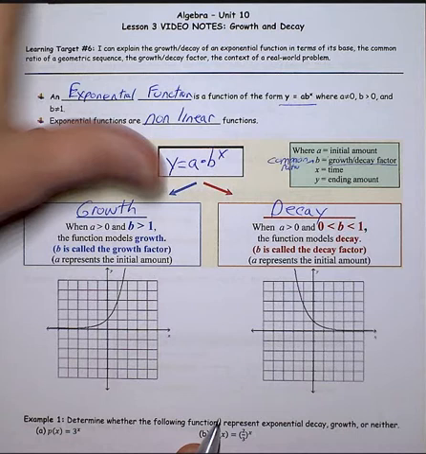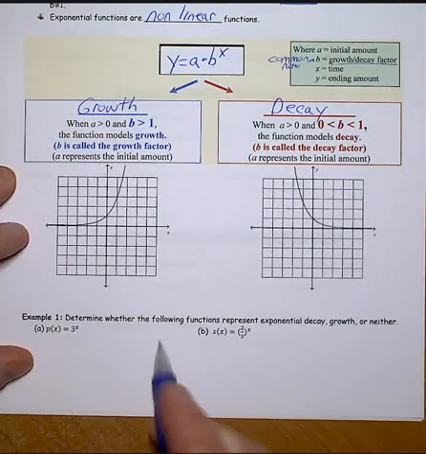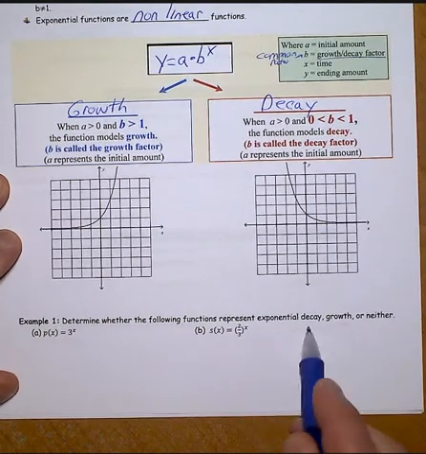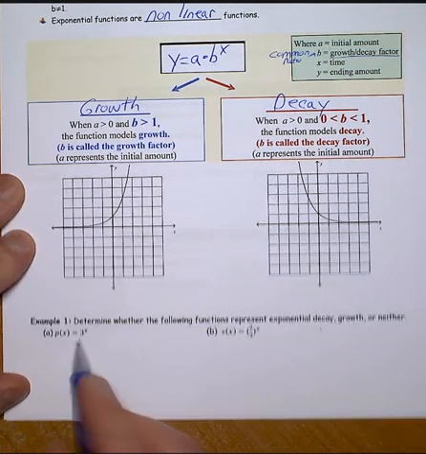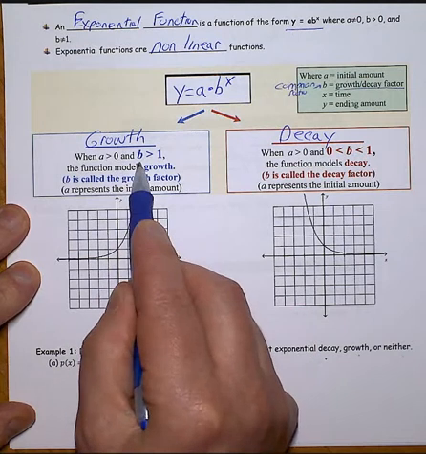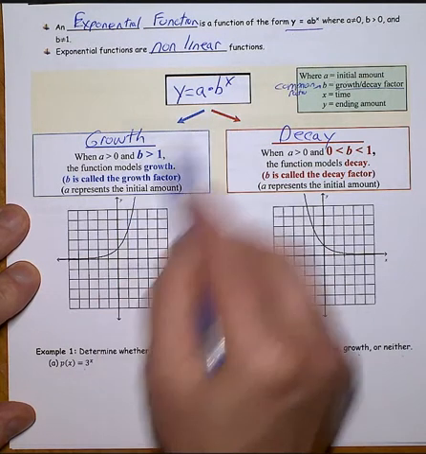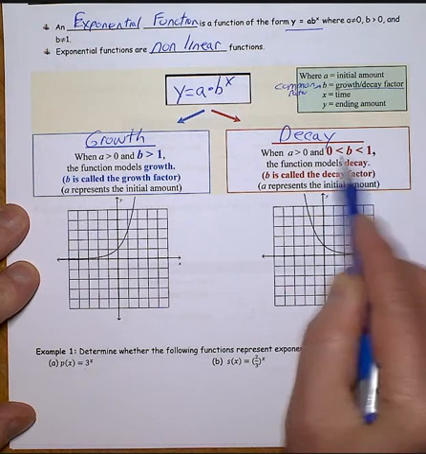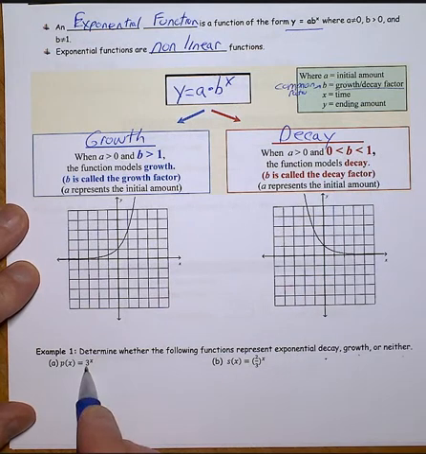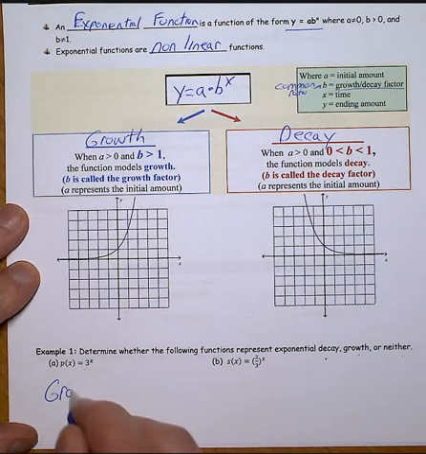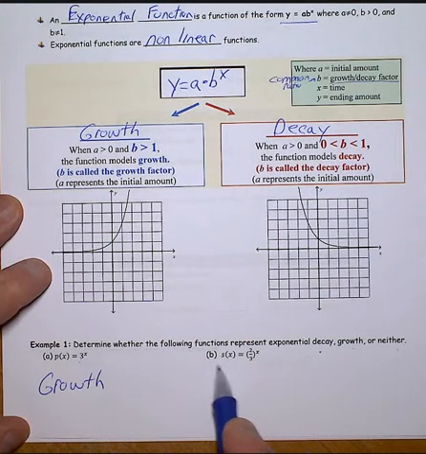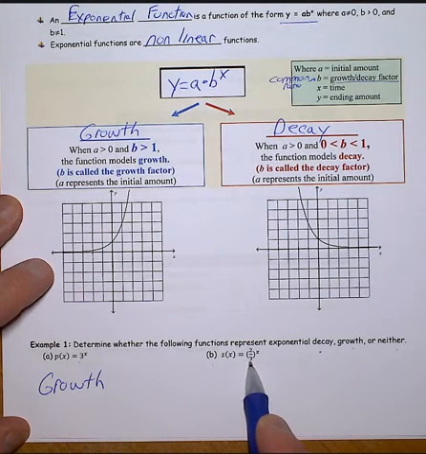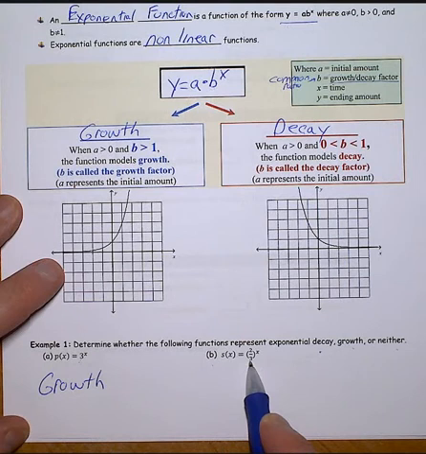Okay? So, determine whether the following functions represent exponential decay, growth, or neither. So, what are we looking for? We're looking for this B value. If the B value is greater than 1, it's growth. If it's a fraction between 0 and 1, it's decay. B value right there is 3. This one is growth. Alright, what about this one? Here's the B value, 2/3. Well, 2/3 is a fraction that's between 0 and 1, so this is decay.